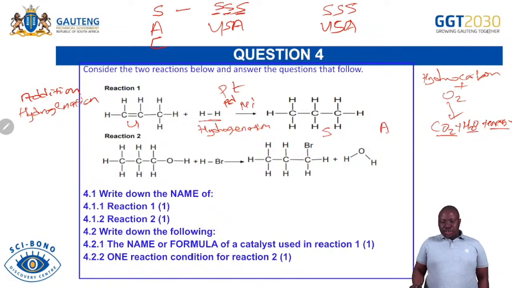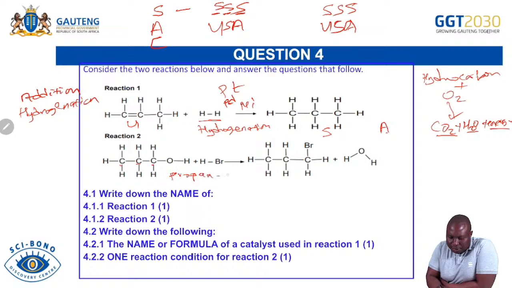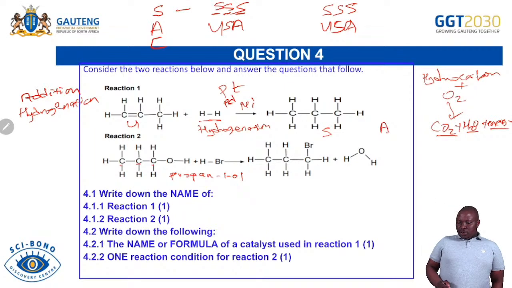Now let's go to reaction 2. Remember, this was the final exam last year. Reaction 2, we're given 1, 2, 3 carbons there. You know 3 is prop, but there's an alcohol, so it's propan-1-ol, because the OH is on carbon number 1. It's important for us to know where the OH is. So it's propan-1-ol, and then we're coming with HBr.